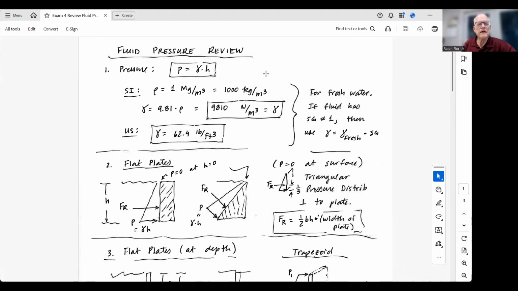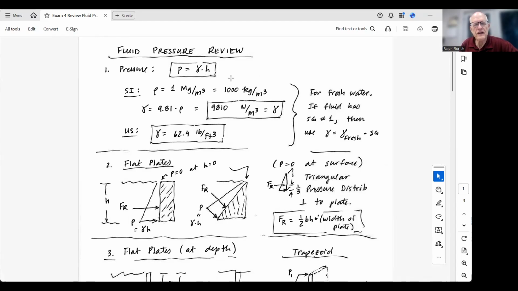And then I'm going to work 3 different example problems, each in their own video, of a problem worked several different ways, using the resultant of the pressure distribution, using the F is equal to gamma Z bar A equation, and using horizontal and vertical if applicable. So again, a review of fluid pressure for exam 4, also for the final exam.